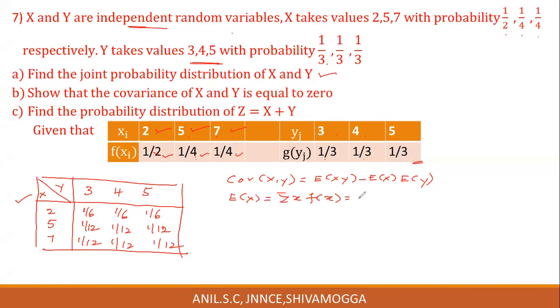How much is this? 4. Right, this is 4. Expectation of Y is summation Y into g of Y. It is again 4.